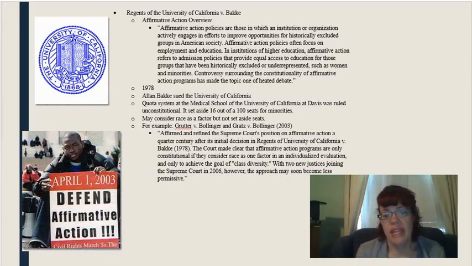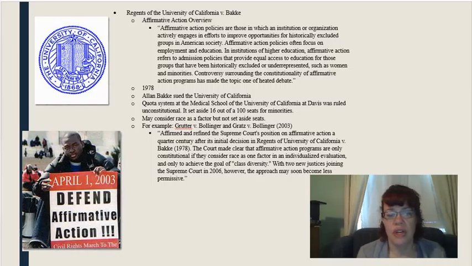So in 1978, Allan Bakke sued the University of California. The quota system at the medical school of the University of California at Davis was ruled unconstitutional. It set aside 16 out of 100 seats for minorities. And the specific ruling, despite what some people believe, is that the quota system was illegal, not affirmative action in general. And basically what the court ruled was that you may consider race as one of the factors for enrollment, but what you cannot do is put in place a quota system that reserves seats.